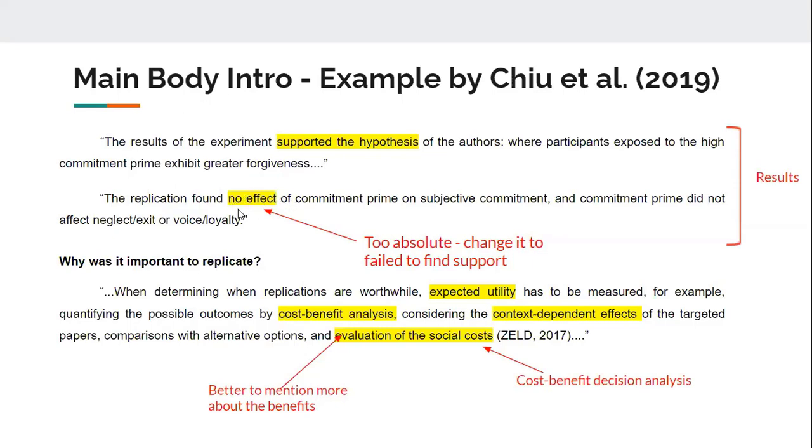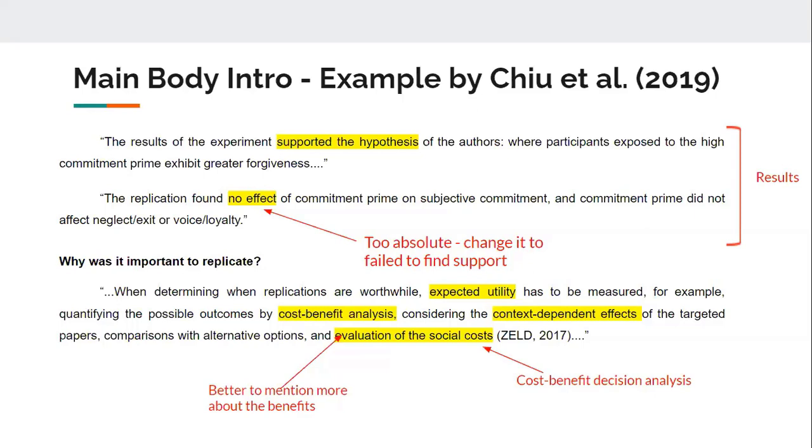I think the term no effect is a bit too absolute. Even an effect, like let's say a correlation of 0.01, is still an effect, but a very tiny one. It's important to recognize that no findings do not imply no effect. It's better to say the replication failed to find support for the hypothesis instead of saying there's no effect.